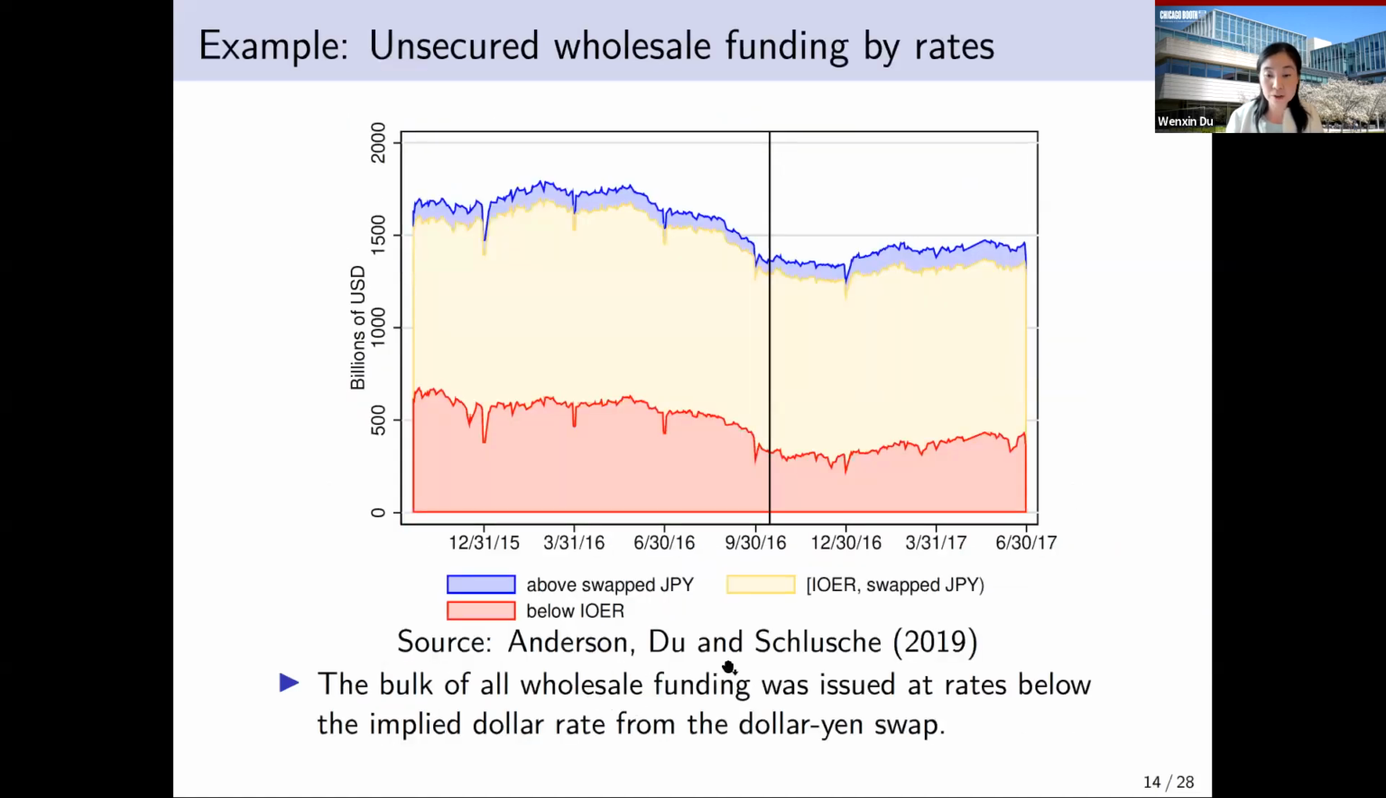For instance, you can look up this paper to see what's the actual bank's funding rate. This plots all the wholesale funding outstanding that is borrowed by large global banks in the unsecured markets. Pretty much everything is below the swapped yen rate. So everything here, except for the blue area, can be considered arbitrage capital for the dollar-yen cross-currency basis. So it's indeed a real arbitrageable opportunity from a global bank's perspective.